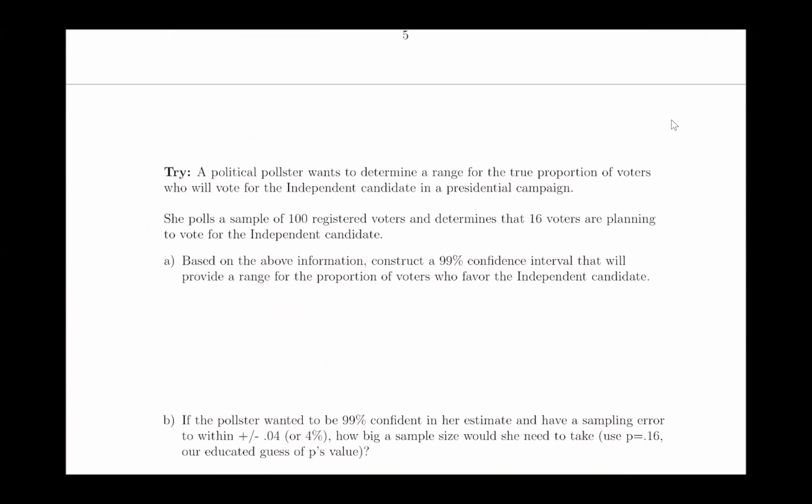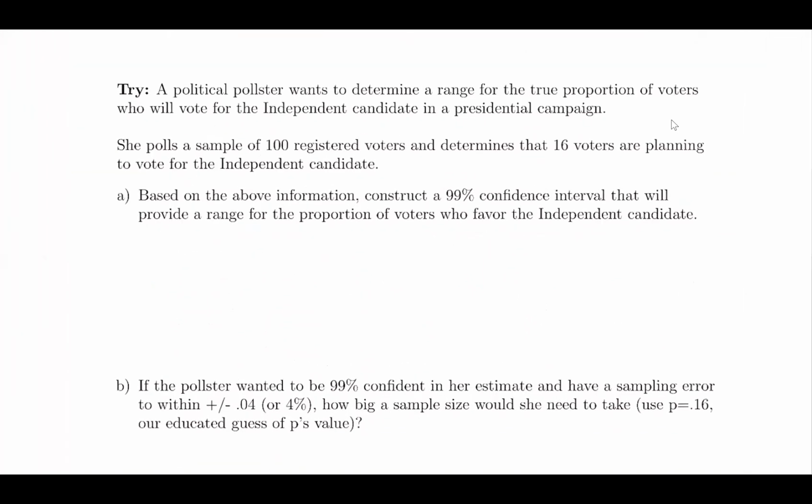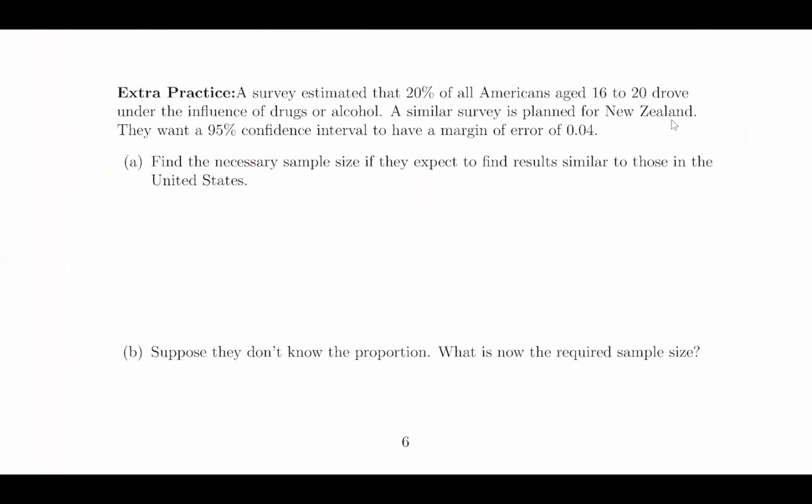All right, so let's practice on some more examples. Actually, let's do this one first, and then I'll let you do that one. So let's do this one for extra practice. It says a survey estimated that 20% of all Americans aged 16 to 20 drove under the influence of drugs or alcohol. A similar survey is planned for New Zealand. They want a 95% confidence interval to have a margin of error of 0.05.